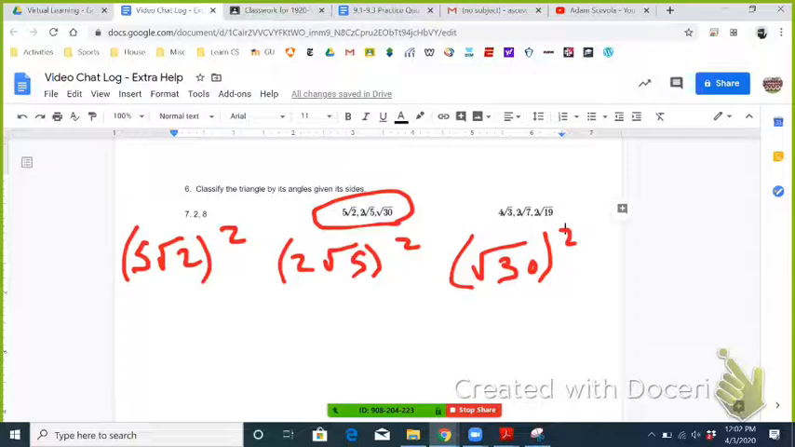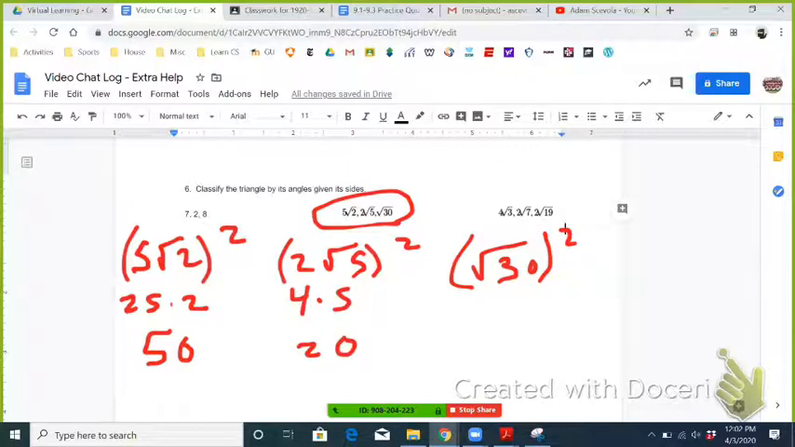So 5 root 2 squared would be 25 times 2, so that's 50, okay? And then 2 root 5 squared would be 4 times 5, so that's 20. And then root 30 squared is just 30, all right? So it happens to be that the biggest side is 5 root 2, which makes 50 c squared.